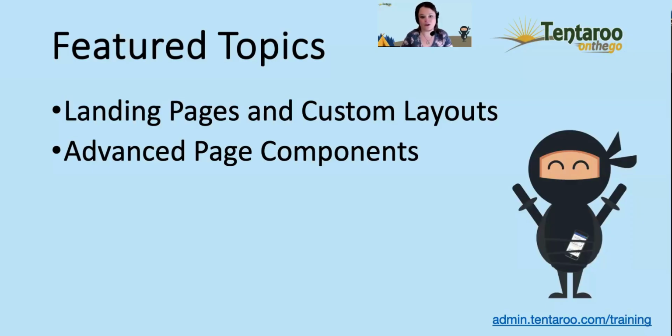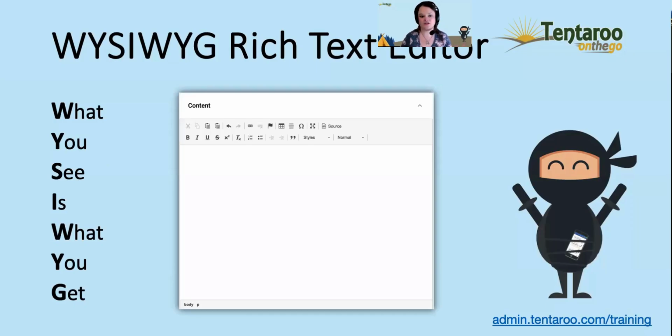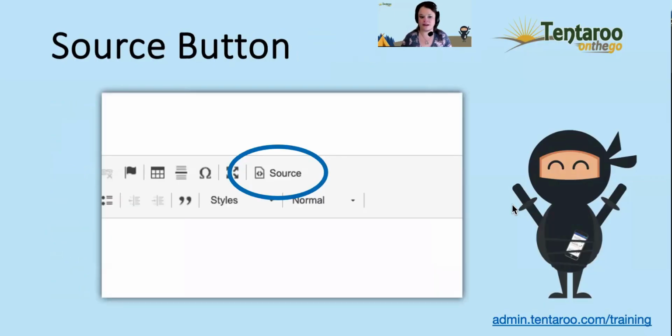Now, there are a few concepts we need to cover before I can get into applying our advanced web features. The first is the WYSIWYG. This funny word is an acronym that stands for What You See is What You Get. And this is one way to refer to the rich text editor that has buttons to format your text. In this webinar, however, we are going deeper than the WYSIWYG by way of the source button, which switches us to the HTML code editor.